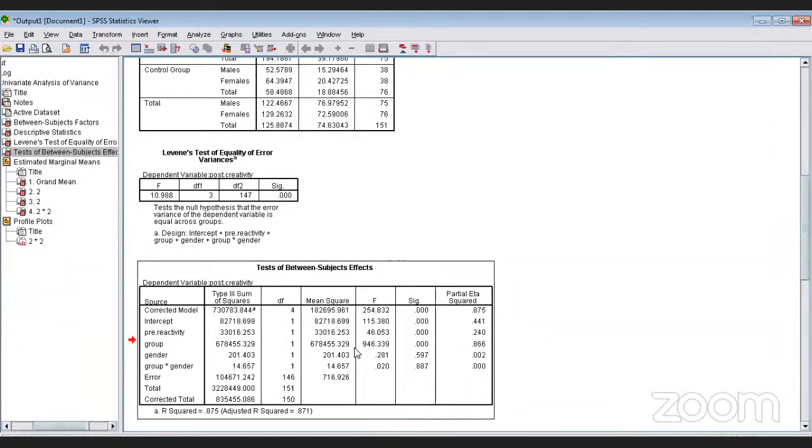In case of gender, the adjusted F value is 0.28 and the error is 59.7%, so it's not significant. In the interaction, the adjusted F value is 0.02. It is not significant because of 88% error. And there is no effect size. So I'm taking these.